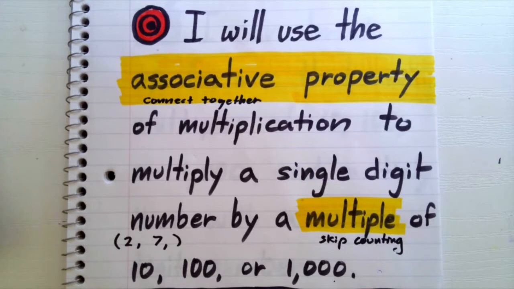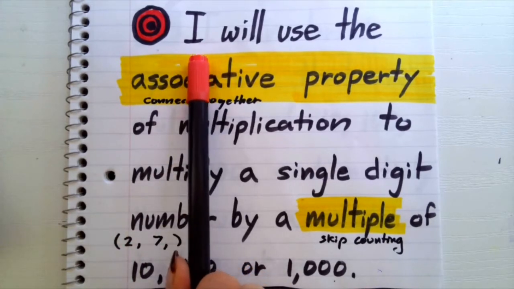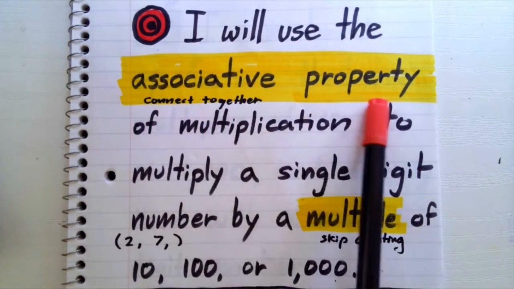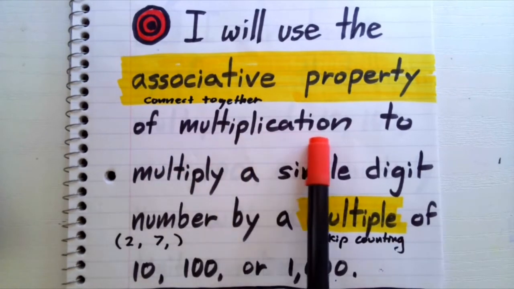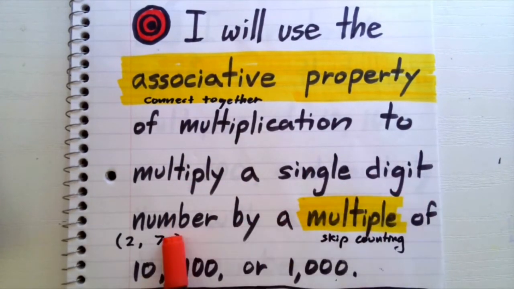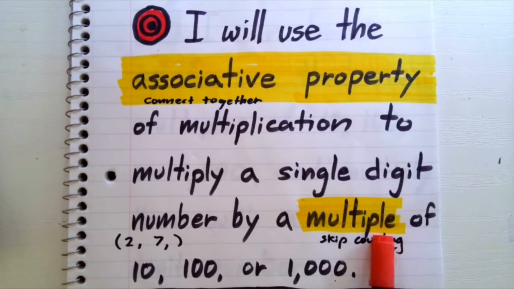Let's read our learning target together. Ready? Begin. I will use the associative property of multiplication to multiply a single digit number by a multiple of 10, 100, or 1,000. Do you remember what a multiple is?